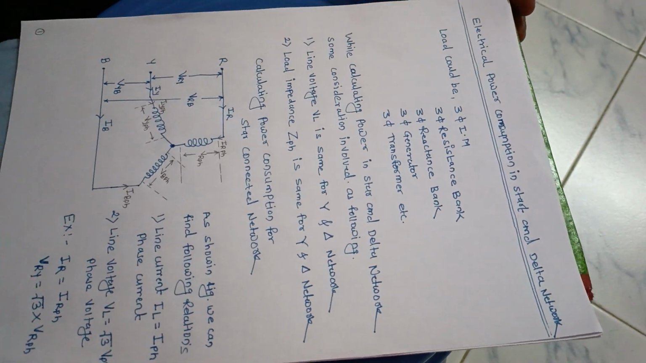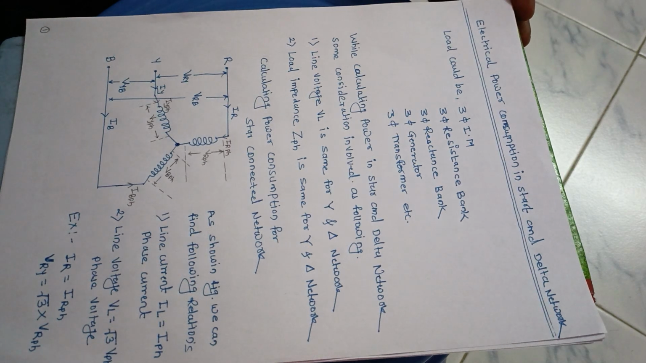Today we will study electrical power consumption in star and delta connected networks. The load in a star or delta connected network could be a three-phase induction motor, three-phase resistance bank, reactance bank, generator, or transformer. In our industrial and commercial loads, various types of networks are connected in star as well as delta.